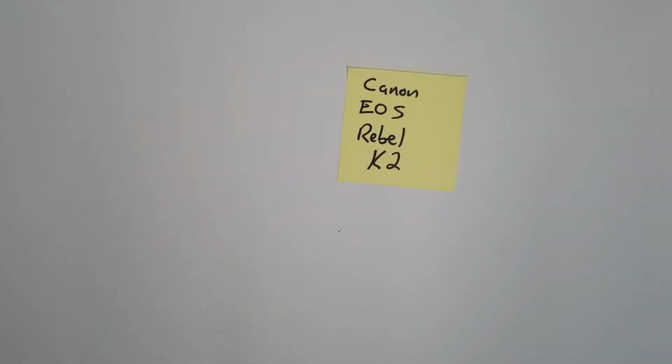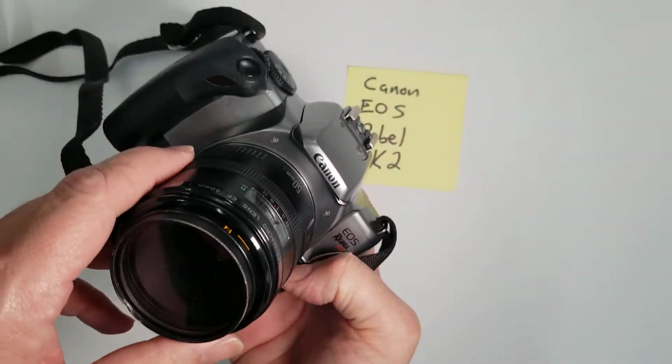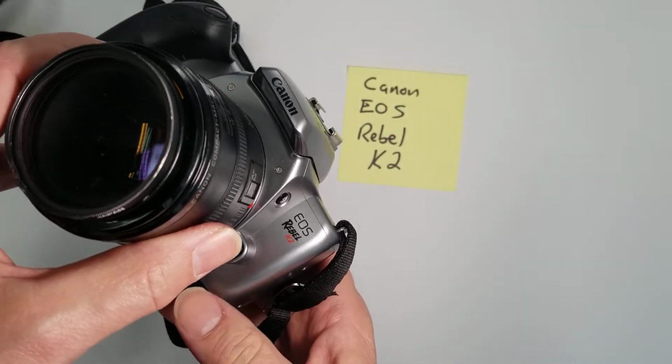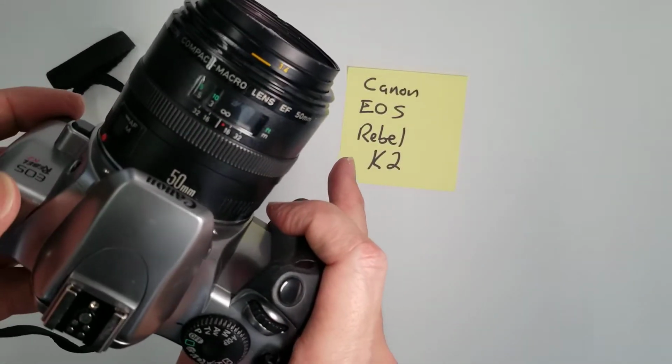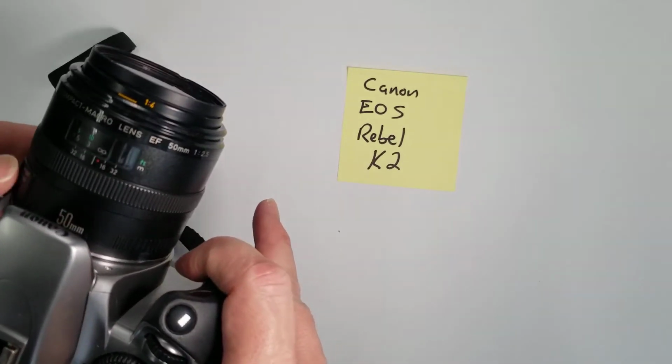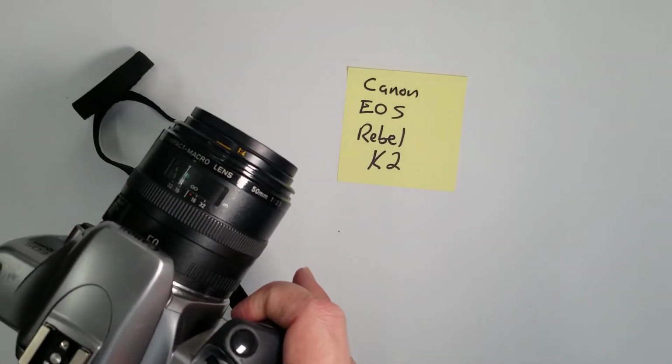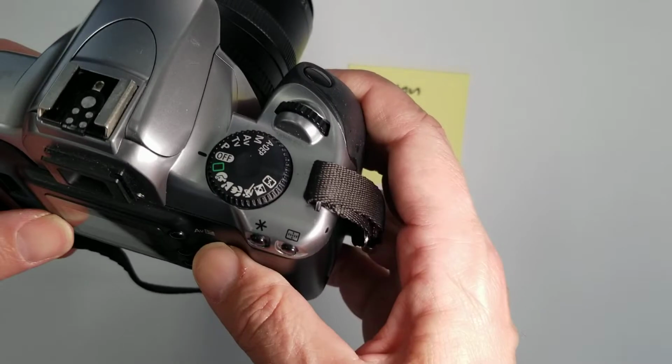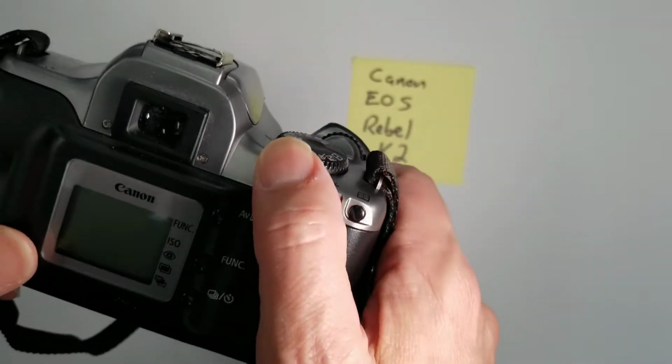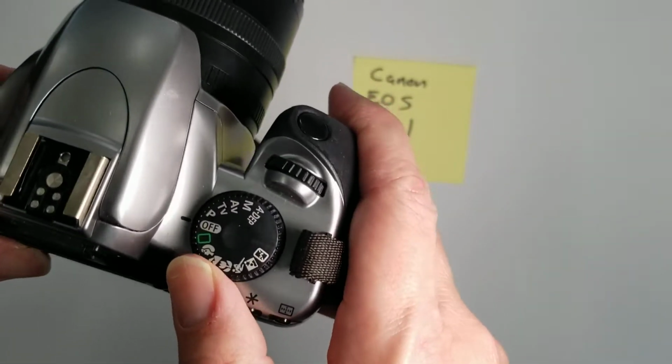I'm going to talk about the Canon EOS Rebel K2 film camera. It comes with a 50mm macro lens. The advantage of that is you can get real close to things. This is one of the newer cameras, so there's some interesting functionality to it.